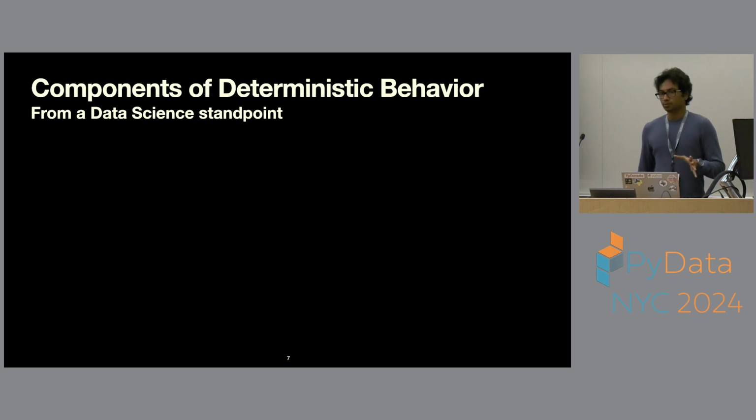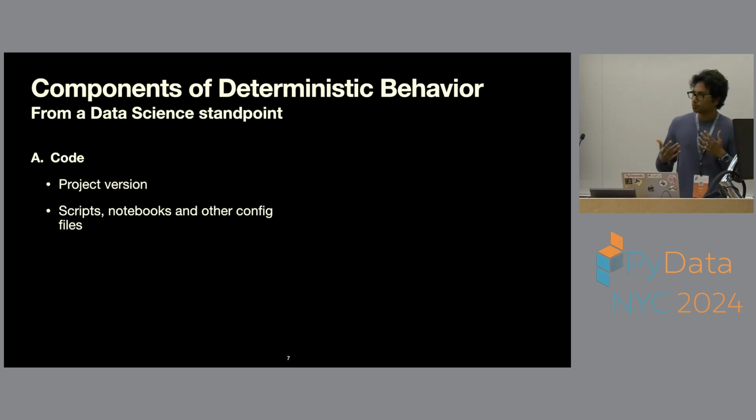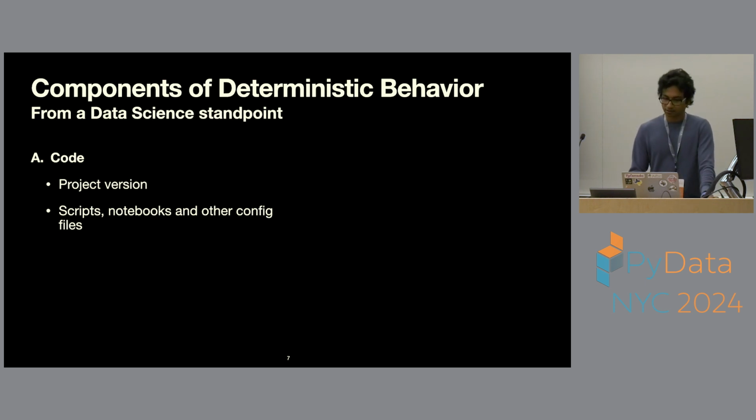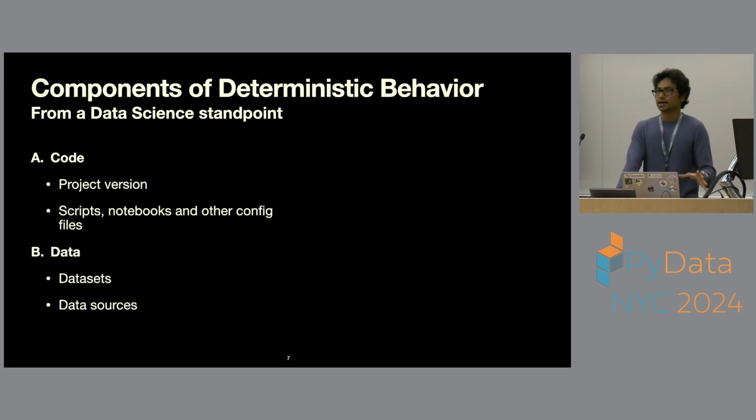So I'm just going to briefly talk about some of the components of deterministic behavior from a data science standpoint. There are really 4 components to it. So if you think about it, the first one is the code. By code, I mean anything and everything that comes within and shipped with the code. So this could be the project version, the actual project that you're working on. It could be the scripts, the notebooks, your Python modules, or R modules, whatever, right? And other config files. The second thing, the most obvious one, is data. The data has to be the same, whatever you're working on and whatever you are expecting things to work on, right? So it has to be the same data sets and the same data sources.